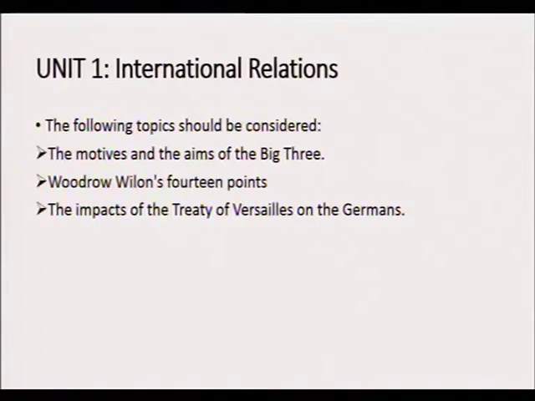In Unit 1, the first question, it's about international relations. The following topics should be considered: the motives and the aims of the Big Three, Woodrow Wilson's 14 points, and the impacts of the Treaty of Versailles on the Germans.